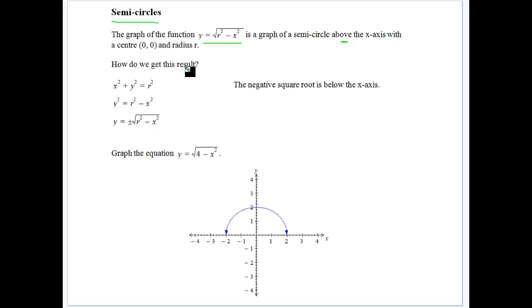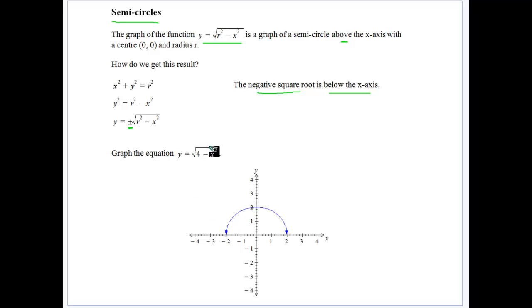So how does this result come about? Well, really, if we just look at the graph of the circle, x squared plus y squared is equal to r squared, and y squared equals then r squared minus x squared, and we take the square root of both sides. Now we take the positive and negative square root of it. And we just said the positive square root was above the x-axis. So if we see the negative square root, that's going to be below the x-axis.